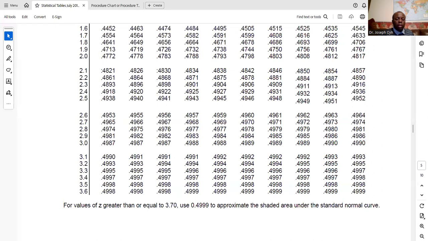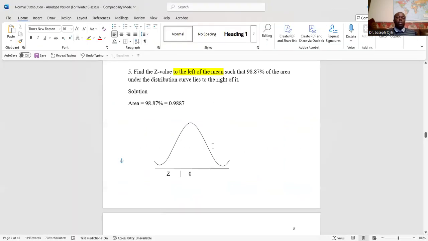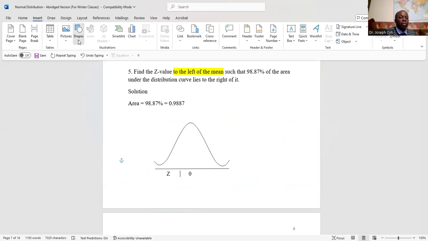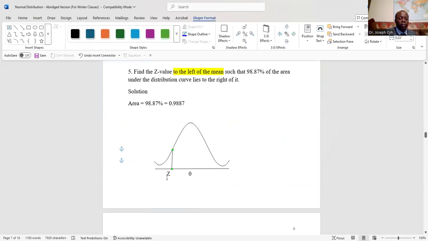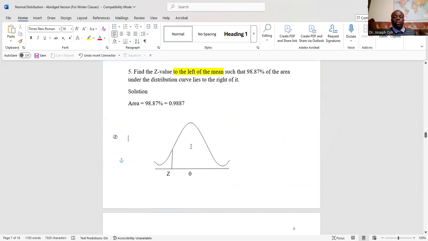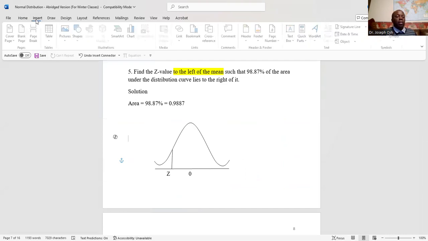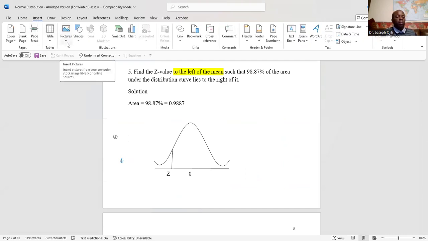Anyway, they tell us that 98.87% of the area under the normal curve lies to the right of it. So you say z value to the left. So this is going to be here. Z value to the left. This is the z right here. Then that means here on the right, I'm going to have my table pictures. But I'm going to put this first so I can get my answer.